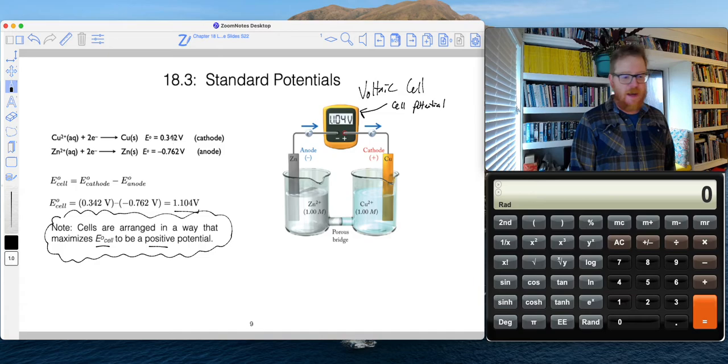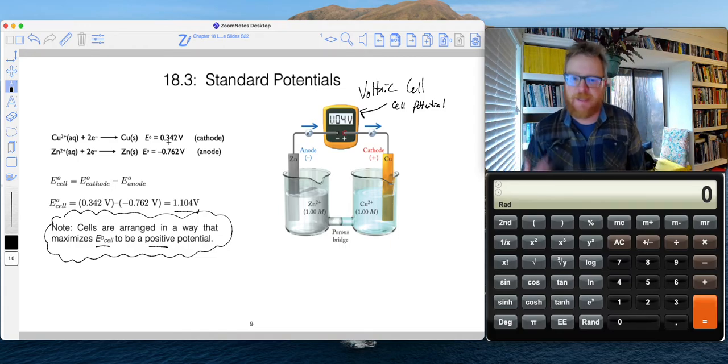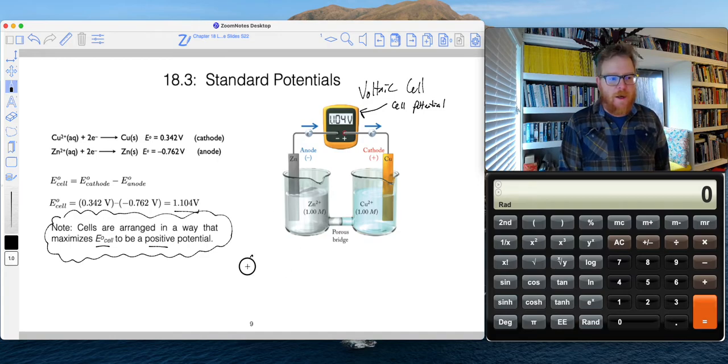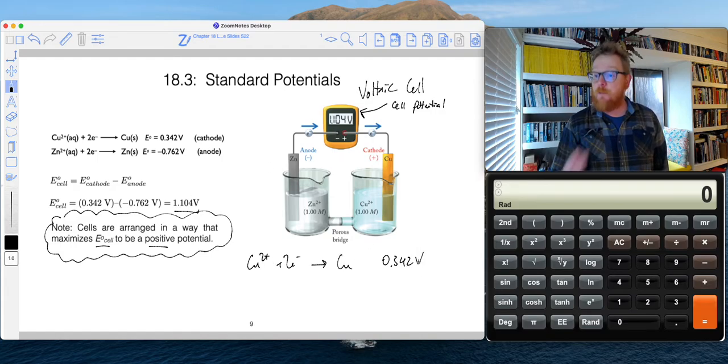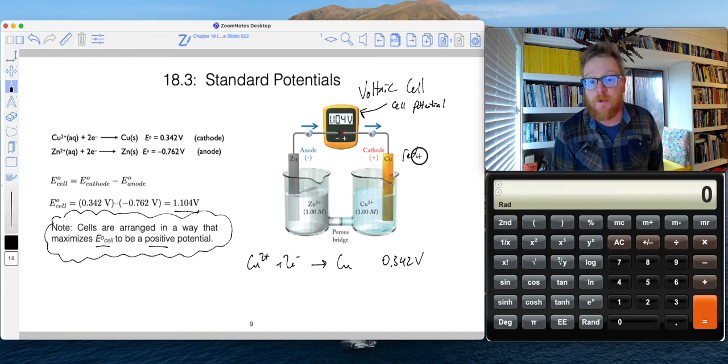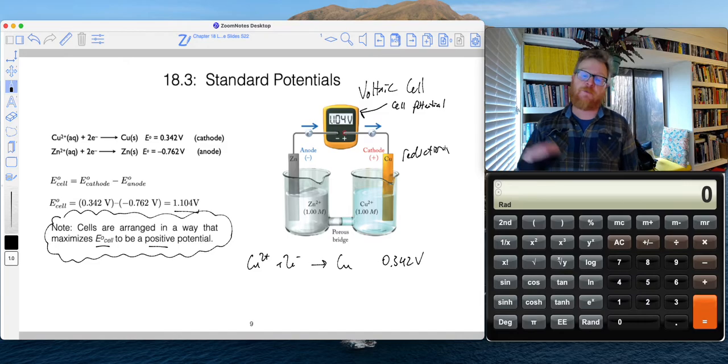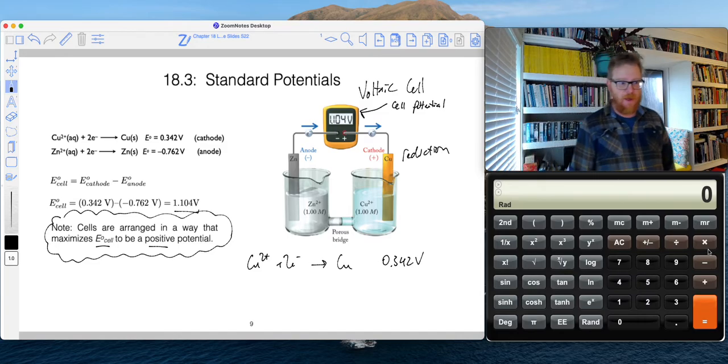If I was writing this down, I'd recognize that if I flipped the copper reaction, I'd have a negative plus a negative, which gives me a negative. But if I flipped the zinc reaction, it would become a positive, and a positive plus a positive gives me a positive. So that means I would want to keep the copper reaction written as a reduction. And so that's still 0.342 volts. Because I'm keeping it as a reduction, remember it has to be at the cathode. Our reduction half is always at the cathode in a voltaic cell.